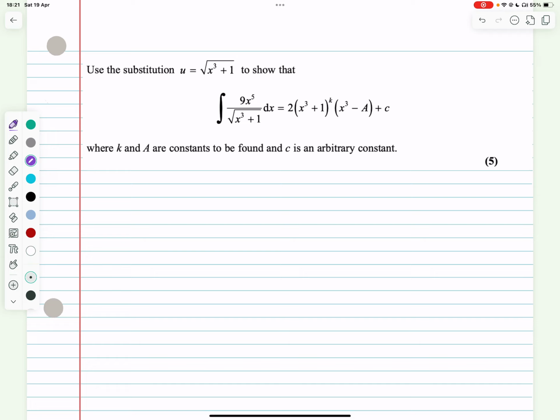So the hint they gave us is u equals square root of x cubed plus 1. If I use this directly in the integral, that's not going to be helpful, because only the square root will be replaced with u, and there will still be 9x to the power of 5 dx. These two things will be in terms of x, so that's not directly helpful when you just put it there.